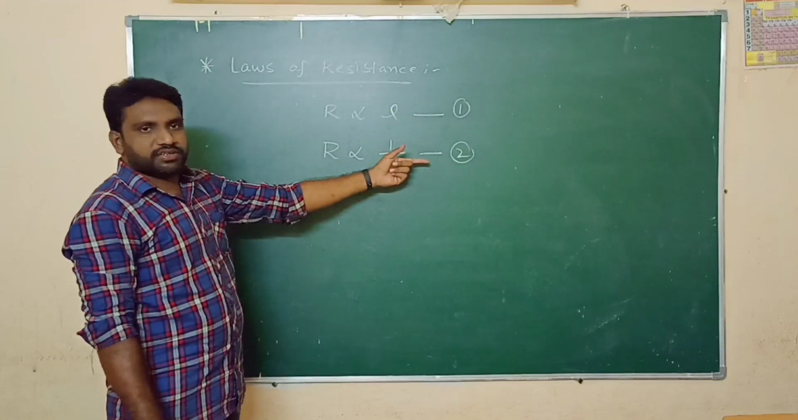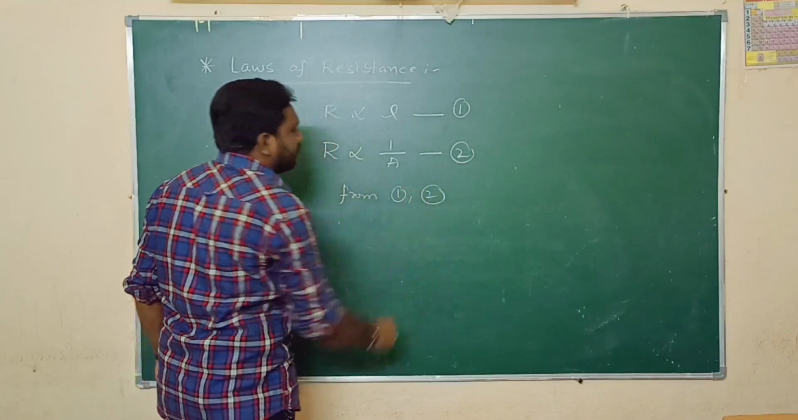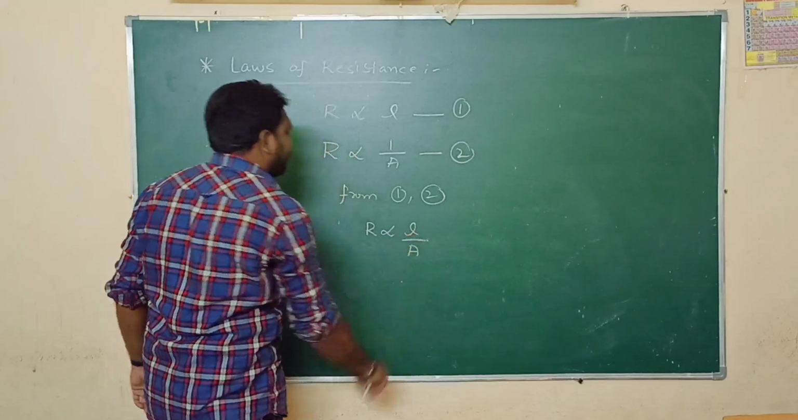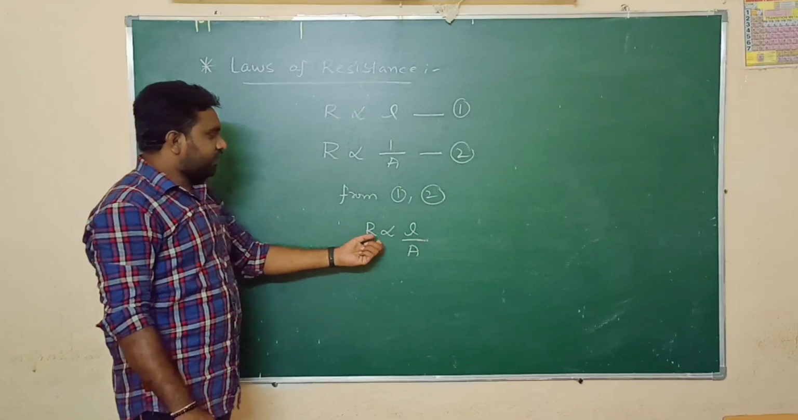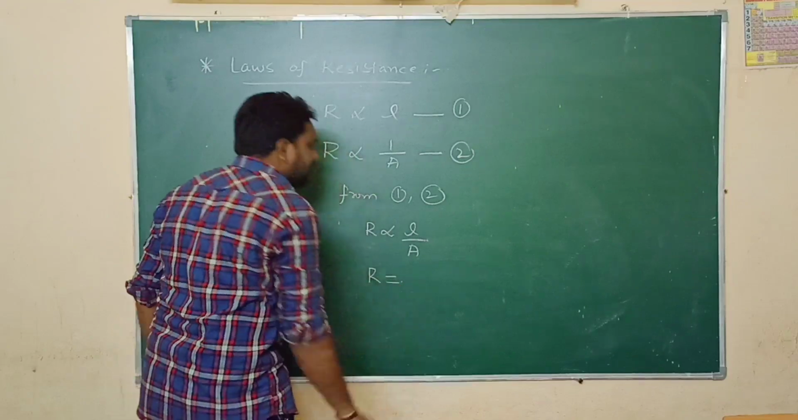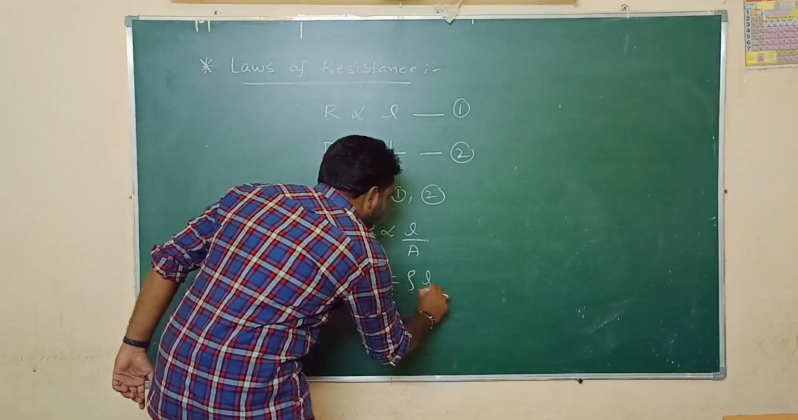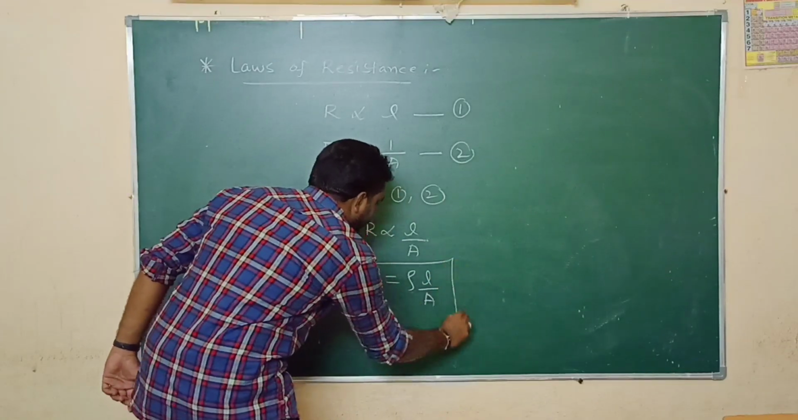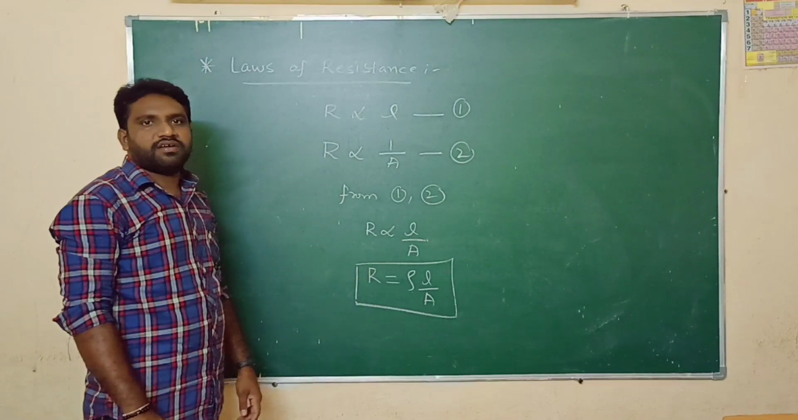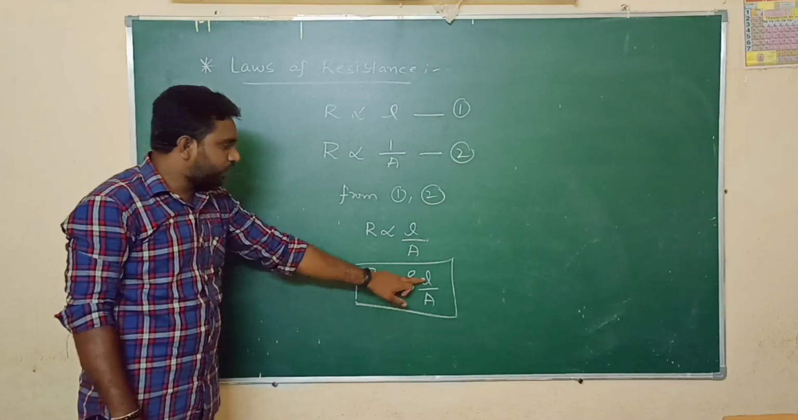So from equations 1 and 2, we can write R is directly proportional to L by A. And from this, we substitute the proportionality constant, which is rho. So R equals rho into L by A. This is the final equation to find the resistance of a conductor.